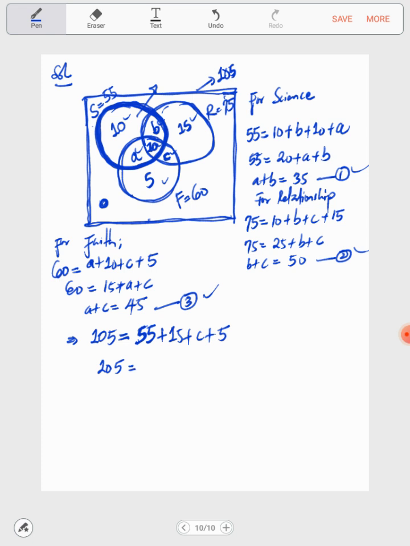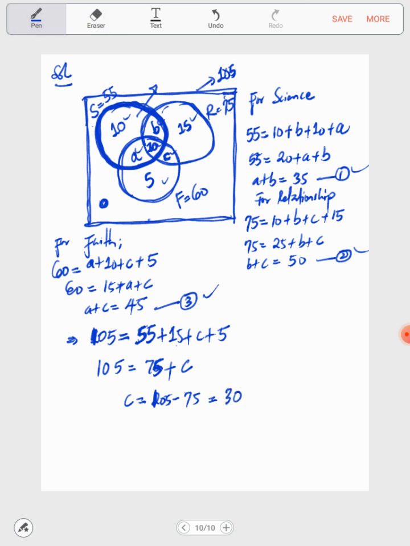So we have 105 equal to 55 plus 15, that's 70, plus 5, 75, plus c. So c will be 205 minus 75. What's 205 minus 75? That's 130. So c equals 130. Oh, sorry, that's not 205. I mean, that's 105, it's the way I wrote it. That's 105. I'm writing properly. So c should be 30. So c equals 30.